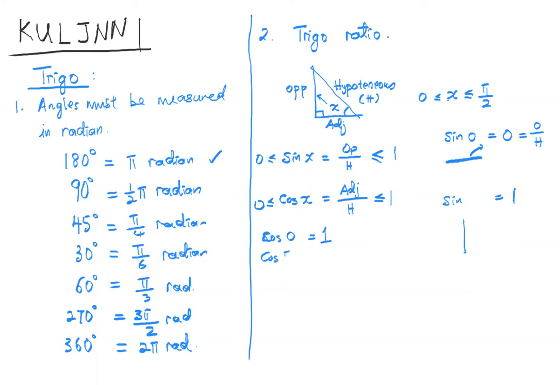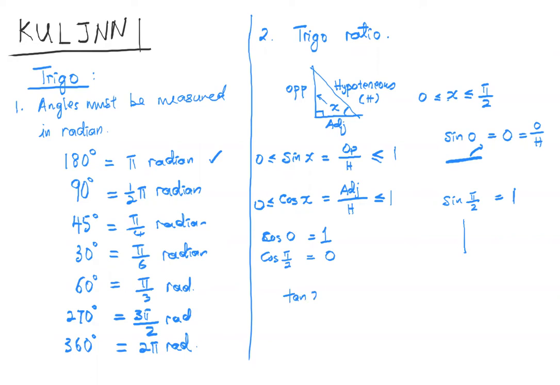Pi over 2. Please, if I go to degree, you send me out of the class, okay? Cos pi by 2 is equal to 0 because the adjacent is 0. Are you clear?